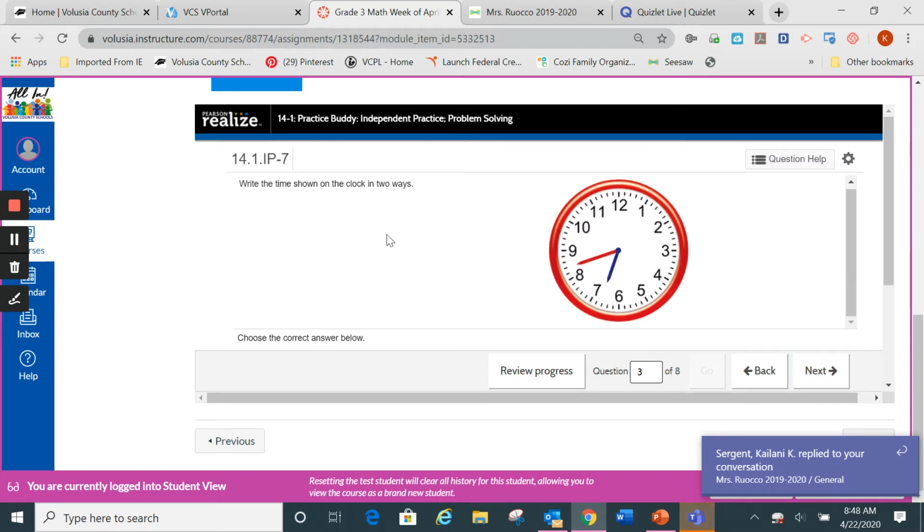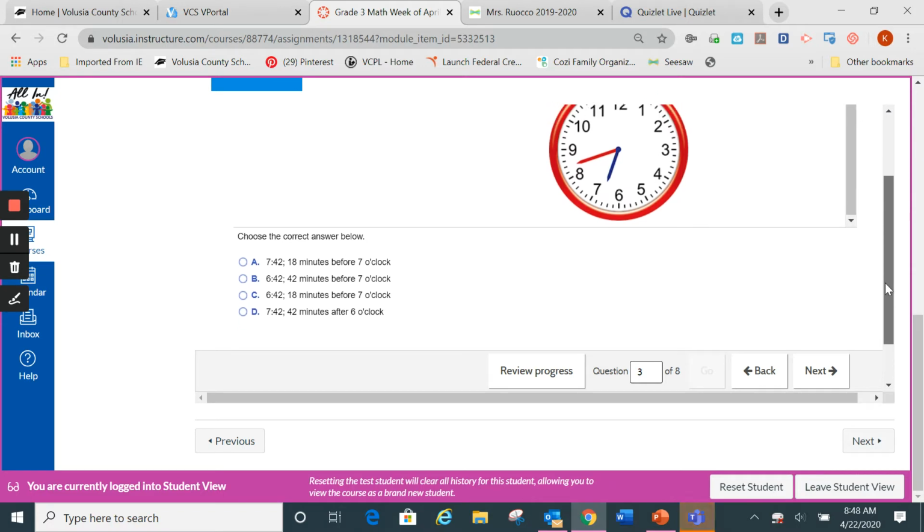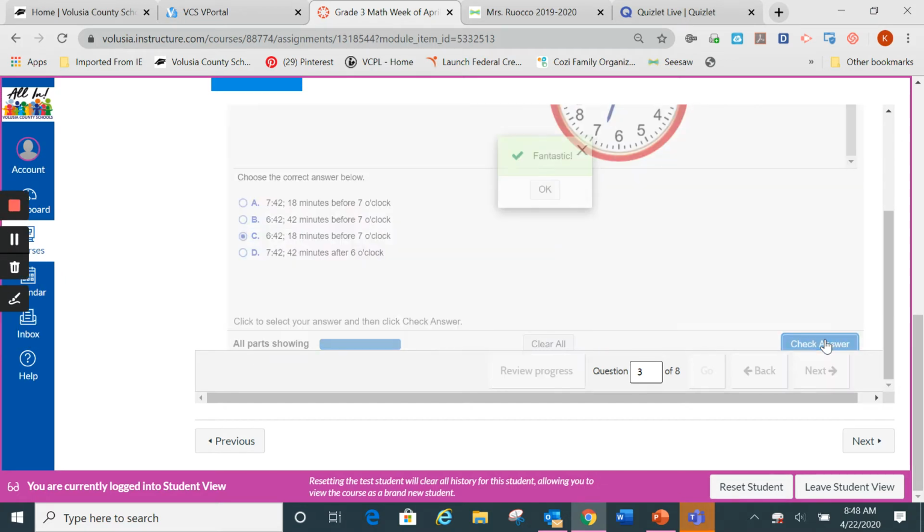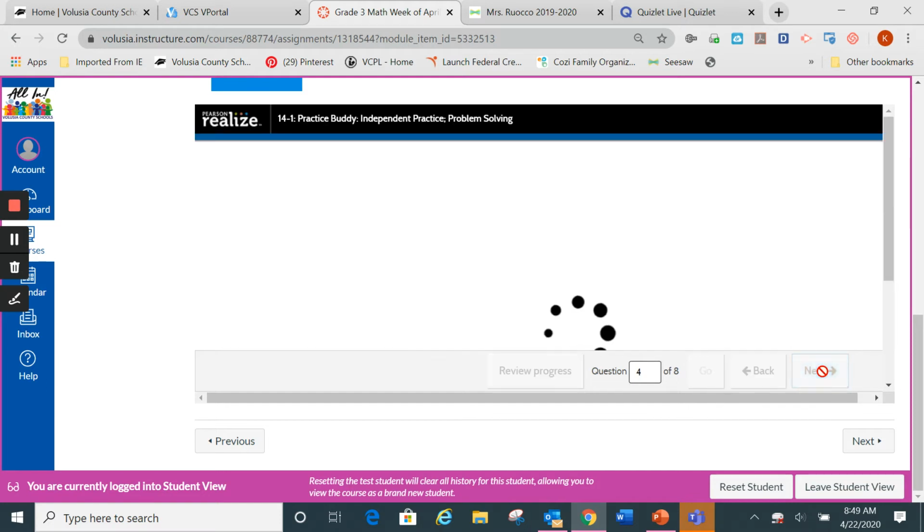What time is shown? Again, I'm going to highlight my hour hand here. If you notice, it's in between these two, but it's not at 7 yet. So it's only 6 o'clock. So it is 6, and then this point is 40, 1, 2, 6:42. Again, I can cross these two out. Is it 42 minutes before 7? No, it's 42 minutes after 6. So with process of elimination, I have C as my answer. I check, great job, and I move on.